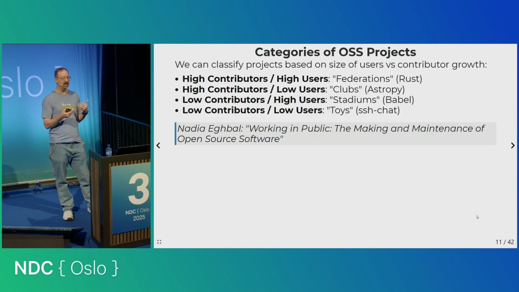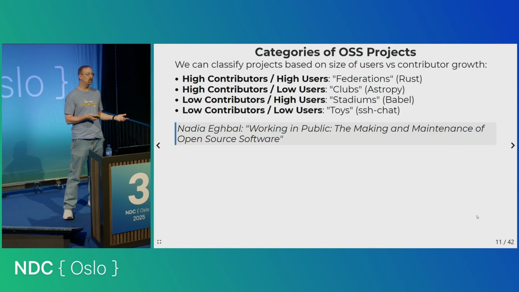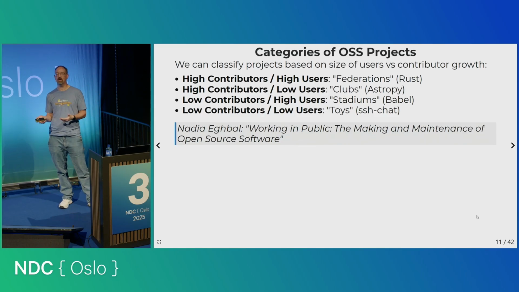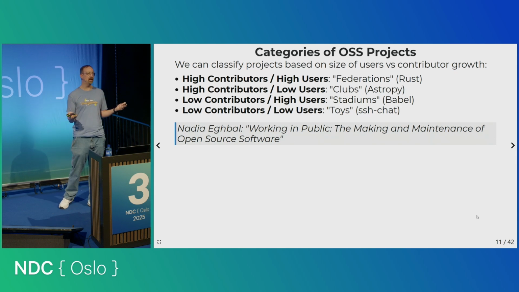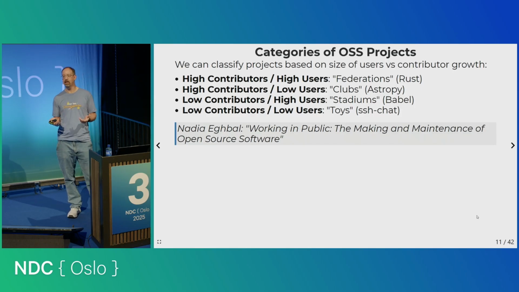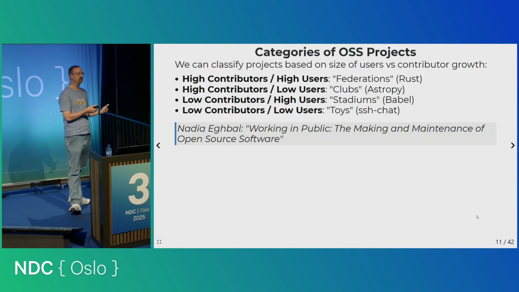So if you go through the different categories, there are projects with lots of contributors and lots of users. Rust has a very broad ecosystem of contributors working on various libraries, the tooling, the documentation, and obviously a lot of people using Rust as well. There are tools like AstroPi, where the number of people interested in building it is fairly high, but overall it's a niche tool that only a certain number of people would be interested in using.